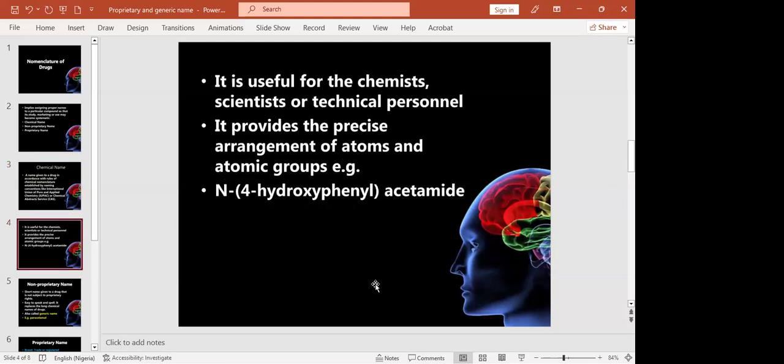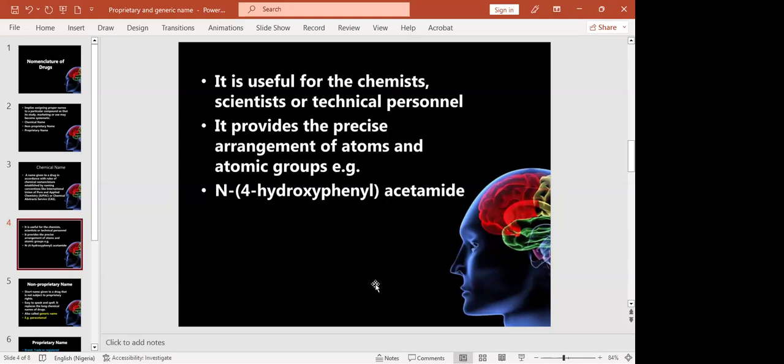An example of such a chemical name is this drug here, N4-hydroxyphenylacetamide. That is paracetamol. I'm sure you wonder, is this paracetamol? But imagine if this is the name you have to say every time you want to give a prescription to a patient. It's cumbersome, it's clumsy, many patients will not even be able to say that. So it is useful only for the chemists, the scientists, or the technical personnel. You will not bring that to the field in your medical practice.